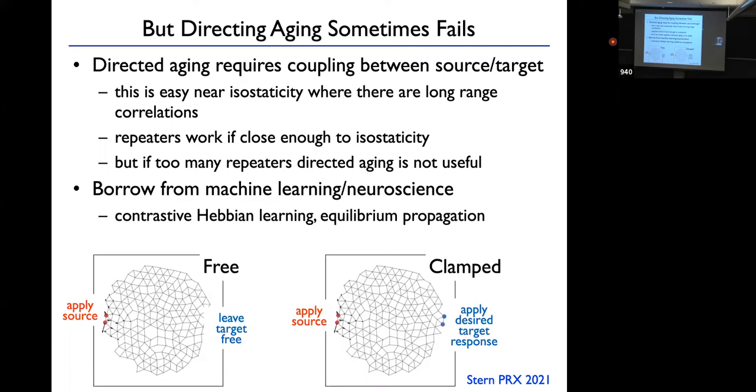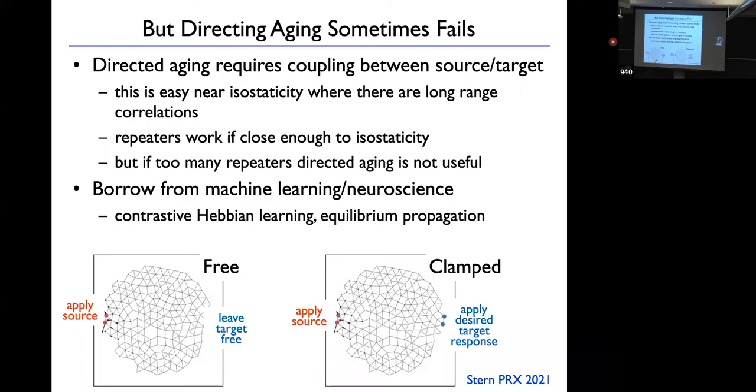All right. So Nachi came up with this other approach, which was inspired by ideas from neuroscience and machine learning, which is contrastive Hebbian learning, as in equilibrium propagation. So the idea is the following.